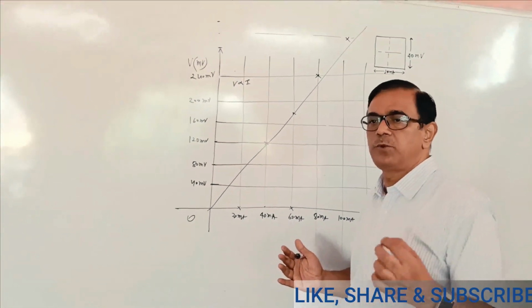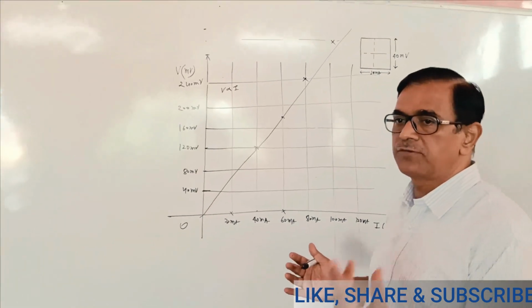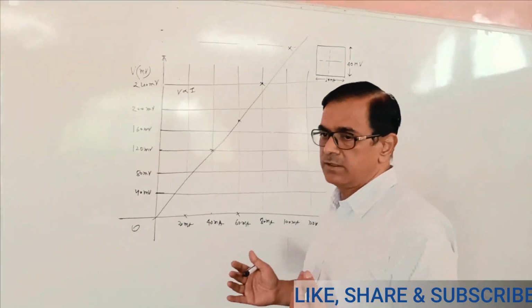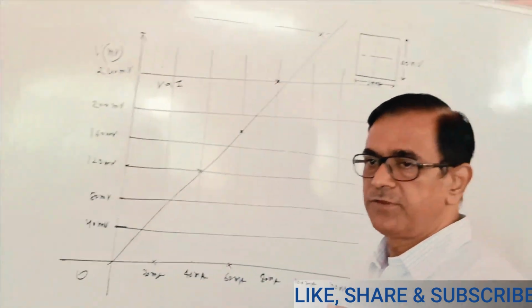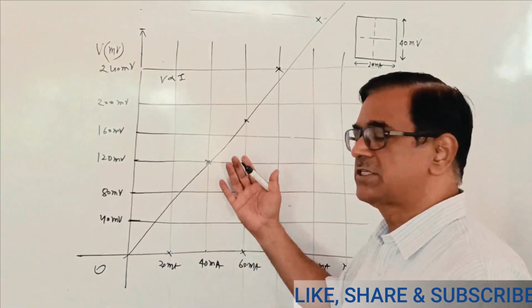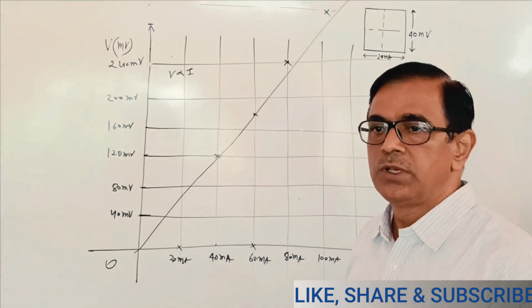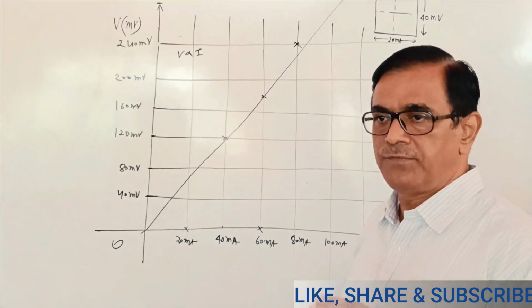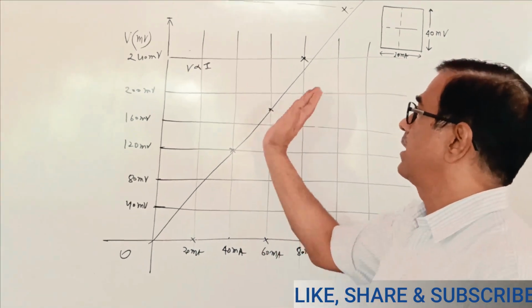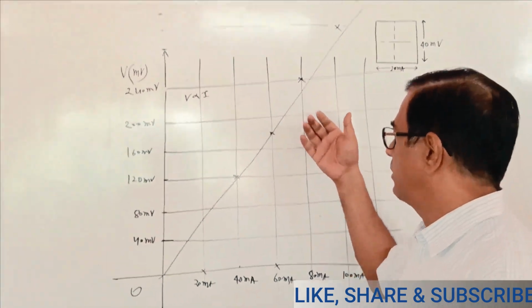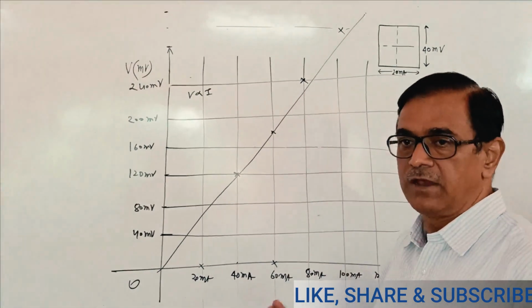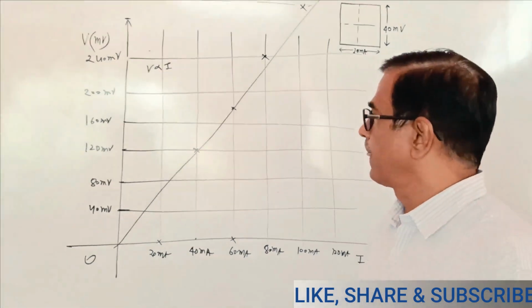But whenever you plot a graph with a number of readings, the graph should be drawn so that, number one, most of the points lie on the straight line. Point number two, half of the remaining points are on the top of the graph, and the remaining half are on the bottom of the graph. This should be the criteria.